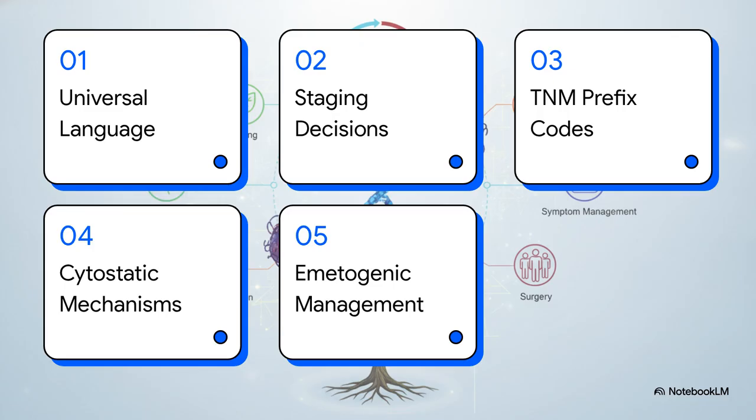Here's our clinical pathway for today. The universal language of cancer, the four stages of decision-making, reading TNM prefix codes, therapeutic weapons and cytostatic mechanisms, and finally, a metagenic classification and management.